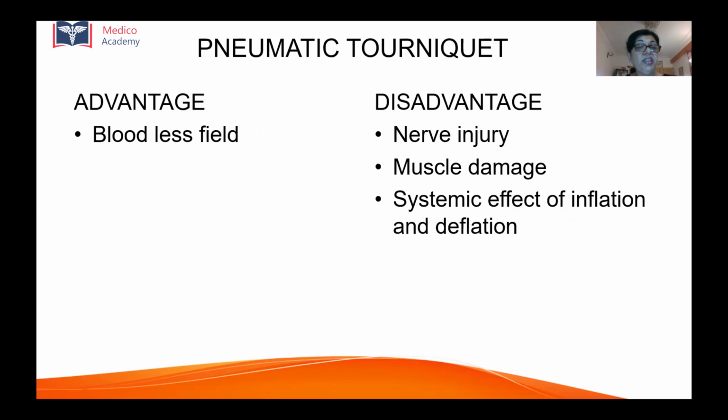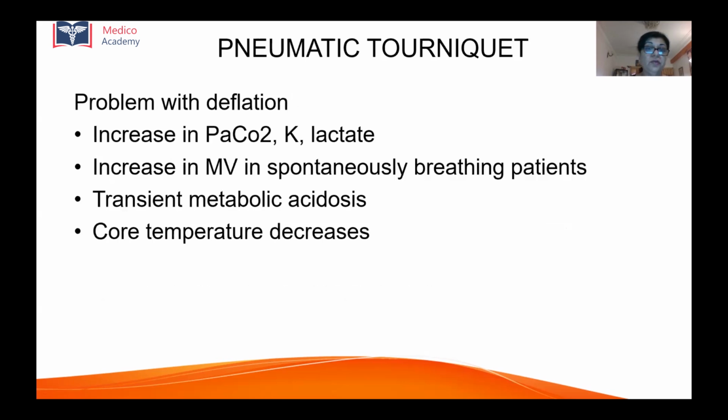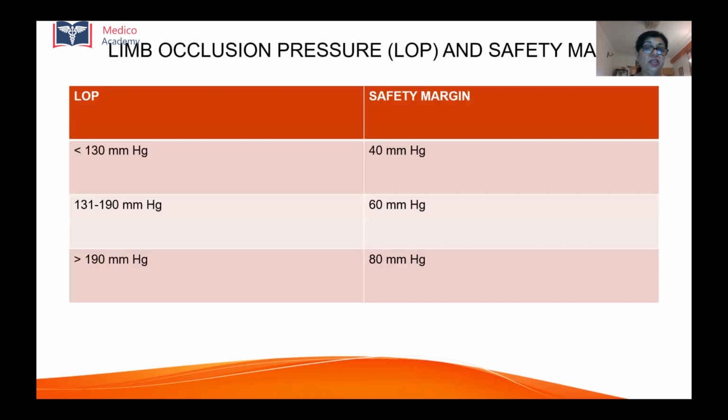The advantage is a bloodless field, while the disadvantages are nerve injury, muscle damage, and the systemic effects of inflation and deflation. Now, what happens with the inflation is there may be pain, sympathetic stimulation, hypertension, tachycardia, and diaphoresis. If more than 2 hours, transient muscle dysfunction, rhabdomyolysis, and permanent damage can occur, and a fold of tourniquet can cause skin bruising. With deflation, there may be an increase in the PCO2, potassium, and lactate, increase in minute volume in a spontaneously breathing patient, transient metabolic acidosis, and the core temperature decreases.